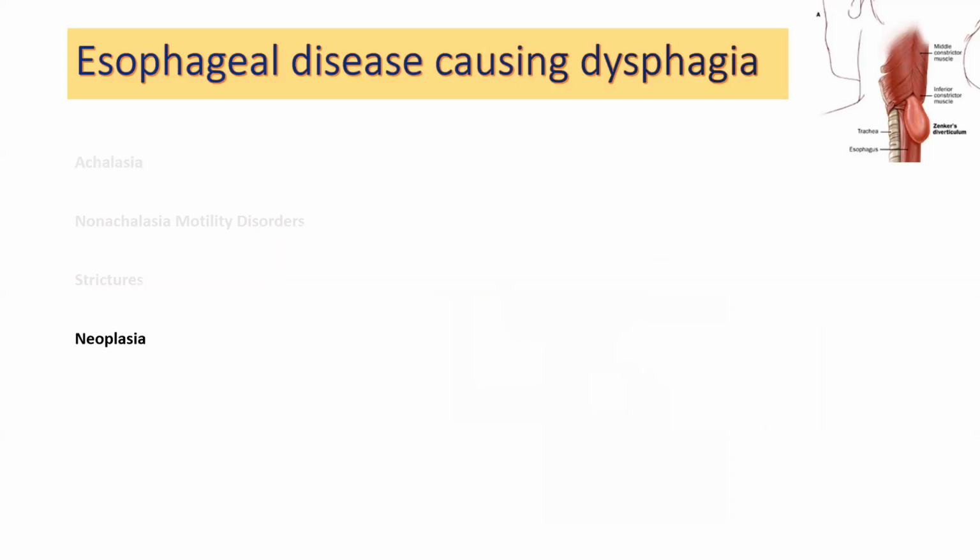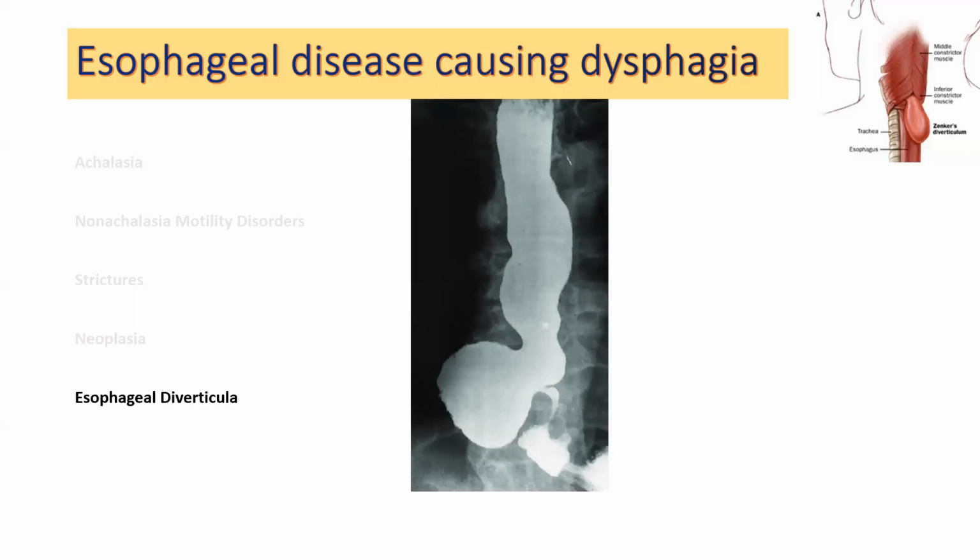There may be some neoplasia, like tumors in the gastroesophageal junction. These tumors may extend into the esophagus and form a border that prevents food from entering the esophagus, which causes dysphagia. And well, we saw the Zenker diverticulum.